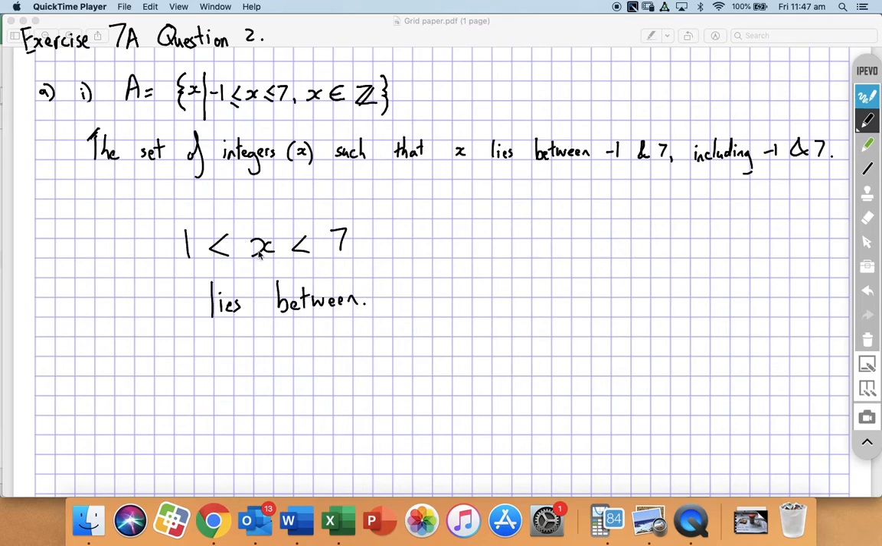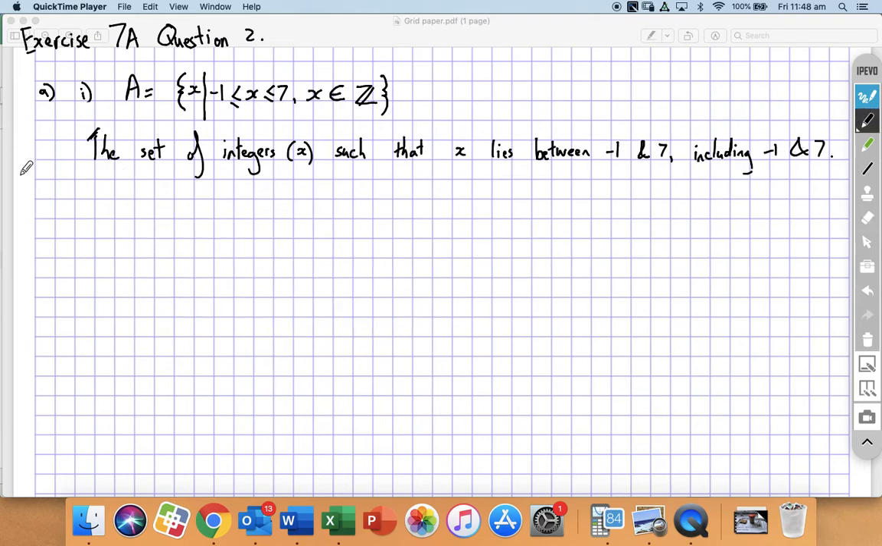Now the way I've written it there, we would not be able to include the 1 and the 7, but maybe I write a smaller than or equal to. Now we are including the 1, but we're still not including the 7. Or if we want to include both the 1 and the 7, then we need to write smaller than or equal to for both our symbols.